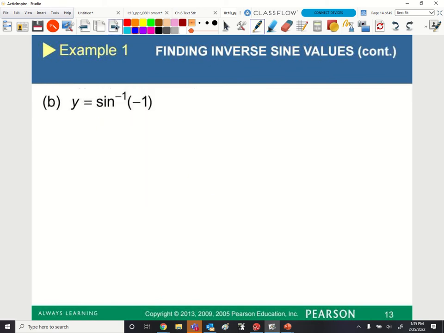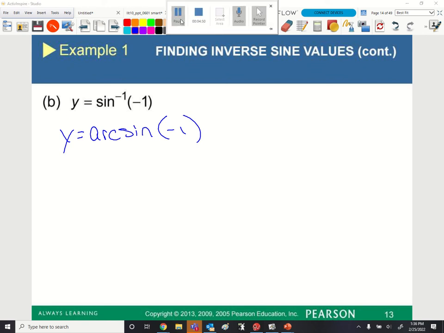Okay, next one. This right here means the exact same thing. So this is saying arc sine of negative 1. Inverse sine and arc sine mean the same thing. So on your unit circle, find where, it says sine, right? That's my y value. Where's my y equal to negative 1? Negative 90.